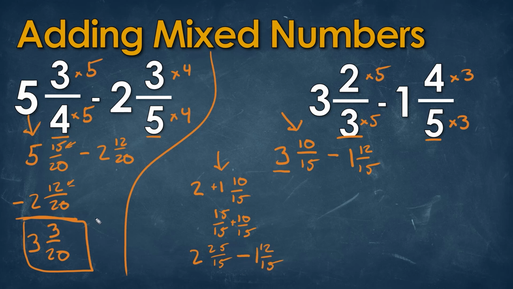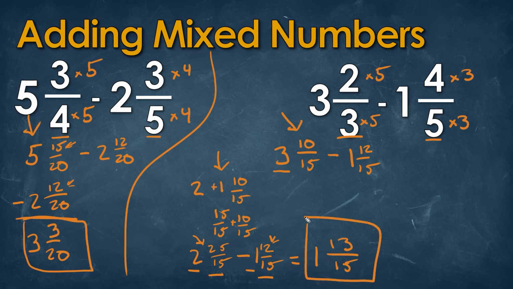Now instead of doing it vertically, we're going to do it across this time. We take a look at the whole numbers first. So we have 2 minus 1, which would be equal to 1. Now we'll take a look at the fractions. Now again, we have the same denominator for both fractions, so we just need to subtract the two top values, which is 25 minus 12, which will give us 13, right? 25 minus 12 will give us 13, over that same denominator, which is 15. So our answer is 1 and 13 over 15.